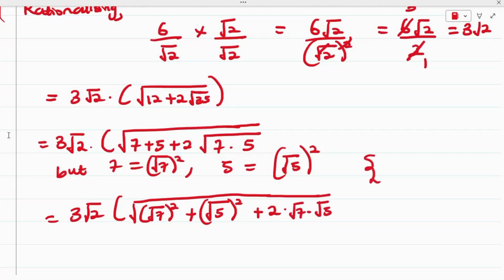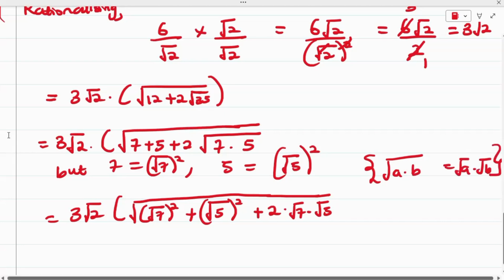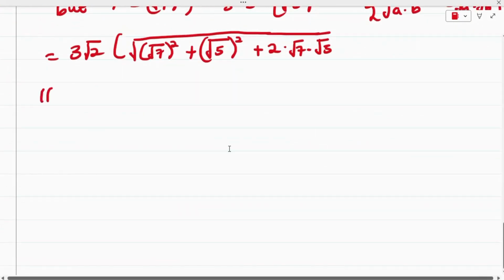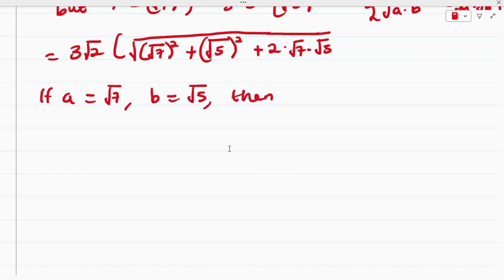Alright, this was gotten from the fact that if we have the root of a multiplied by b, this is equal to the root of a multiplied by the root of b. Okay, so from here we want to simply say that if a is equal to the root of 7 and b is equal to the root of 5, then we have that a square plus b square plus 2 multiplied by a multiplied by b is equal to a plus b all square.